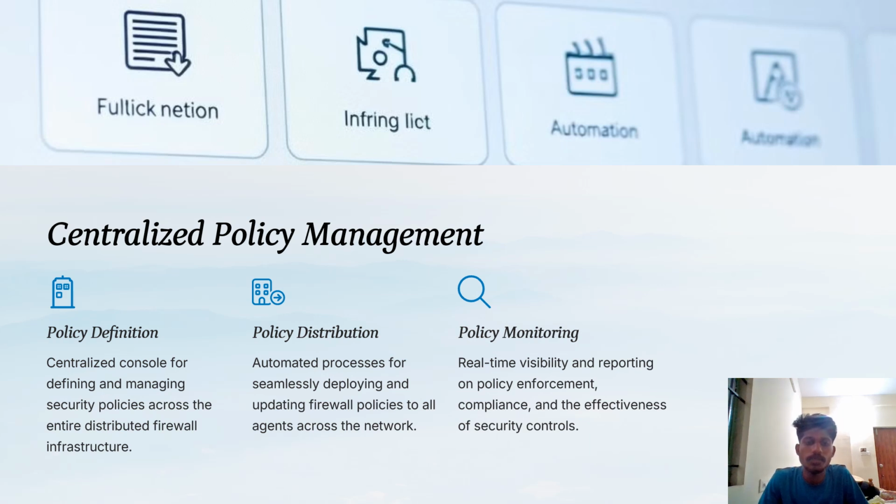Next, we have centralized policy management: policy definition, policy distribution, policy monitoring. Policy definition: a centralized console for defining and managing security policies across the entire distributed firewall infrastructure. Policy distribution: an automated process for seamlessly deploying and updating the firewall policies to all the agents across the network. Policy monitoring: real-time visibility and reporting on policy enforcement, compliance, and the effectiveness of the security controls. So this was all about centralized policy management.